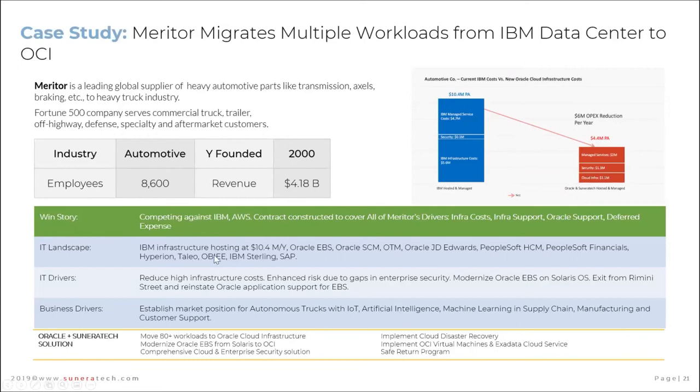In terms of landscape, they migrated Oracle EBS, PeopleSoft, JD Edwards, pretty much the entire spectrum, including some SAP components. The drivers were that they were in a data center managed and supported by IBM, and that contract was coming to expiration. They were looking to reduce costs and also modernize the infrastructure. If not, they end up in a cycle of tech refresh every 3 to 5 years. This way, once they move to cloud, they don't have to worry about tech refresh anymore. They can focus more on application functionality and data-driven decisions.